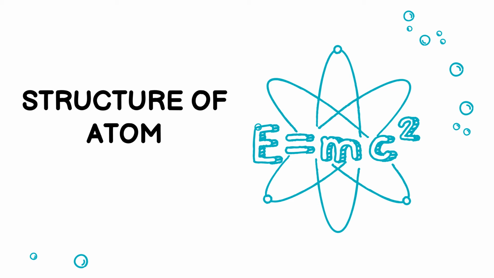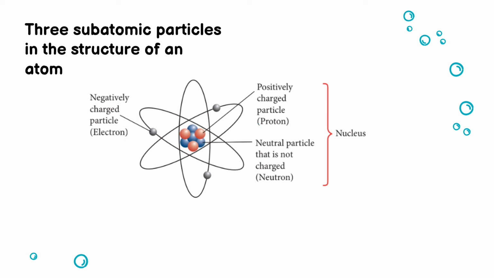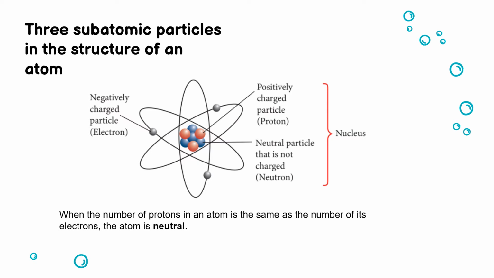Before that, do you still remember the structure of atoms? Let's recall what you have learned in Form 1. In the structure of atom, there are three subatomic particles. In the nucleus, we have proton, which is a positively charged particle, and neutron, which is a neutral particle with no charge. Outside the nucleus, around the orbit, we have electron, which is a negatively charged particle. When the number of protons in an atom is the same as the number of its electrons, the atom is neutral.